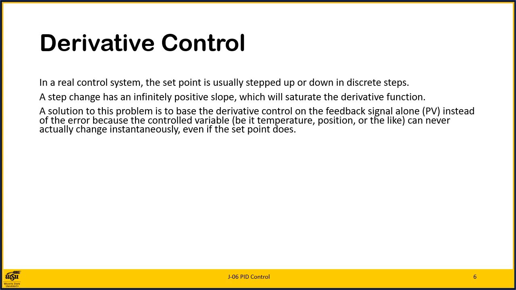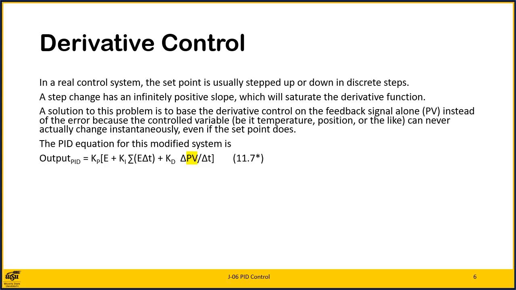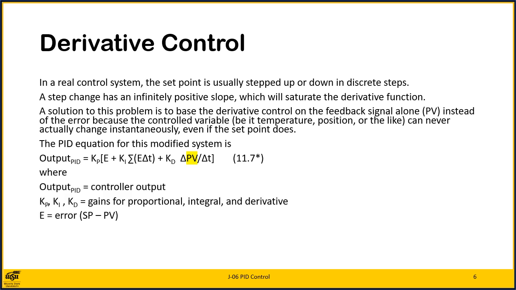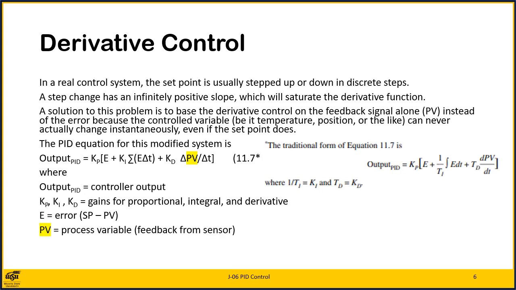The PID equation for this method is: the output of the PID is equal to Kp times the error, plus Ki times the sum of E times delta T, plus Kd times delta PV over delta T, where PV is the process variable, the feedback from the sensor. The traditional form is more familiar to engineers comfortable with calculus.